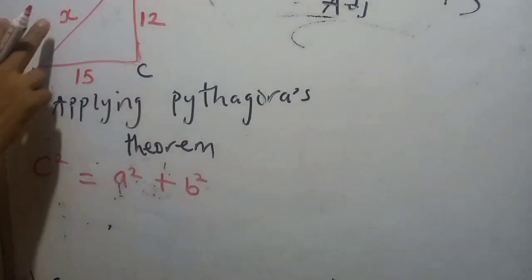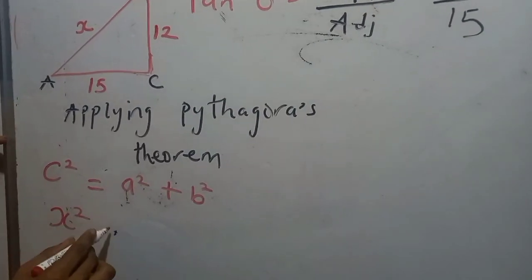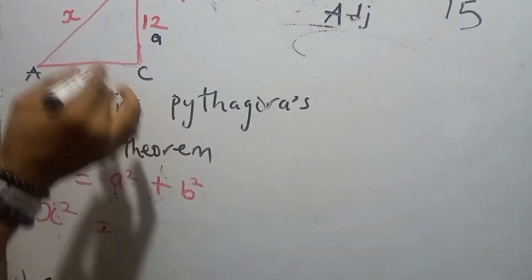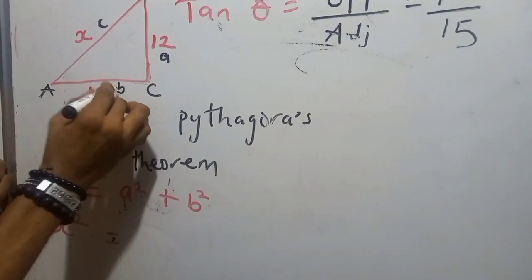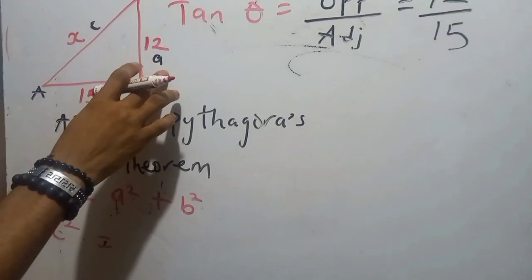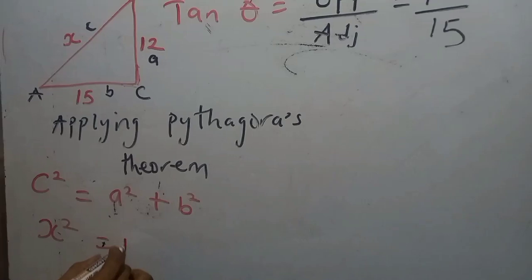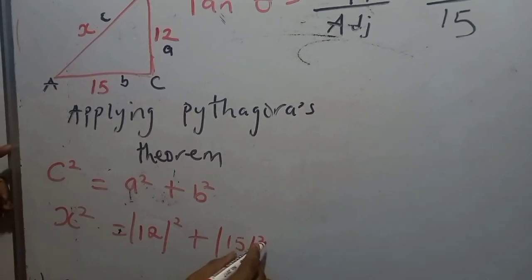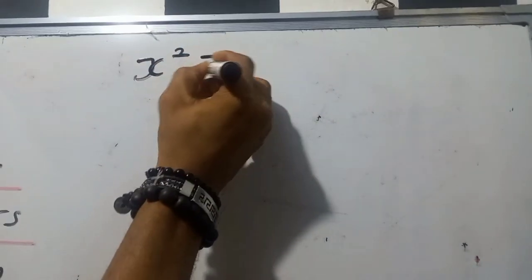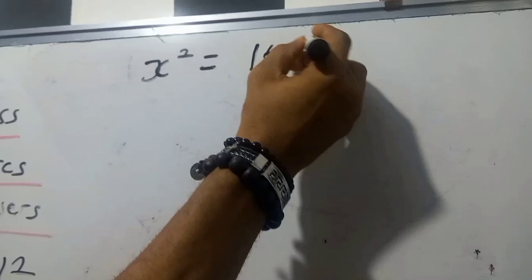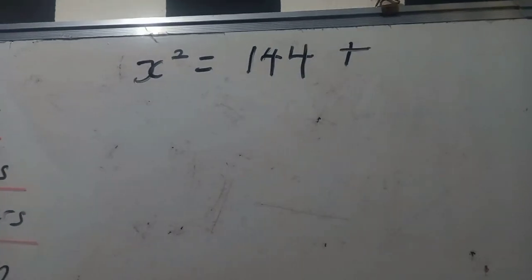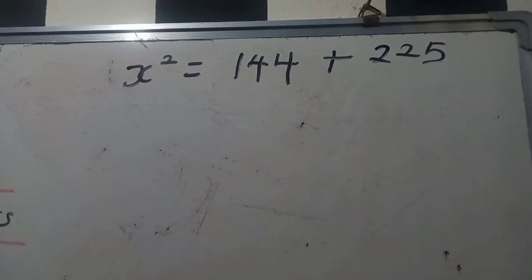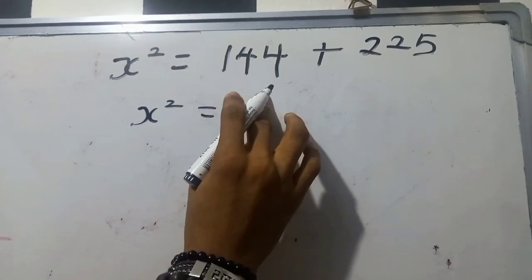So our C squared is unknown. So we say X squared equals A squared plus B squared. Let me use our black marker to mark it. Here's our small letter A, here's our small letter C, and here's our small letter B, so that you do not get confused. So our A is 12 squared and our B is 15 squared. So X squared equals 12 times 12, which is 144, plus 15 multiplied by 15, which is 225. We add them together: X squared equals 144 plus 225.